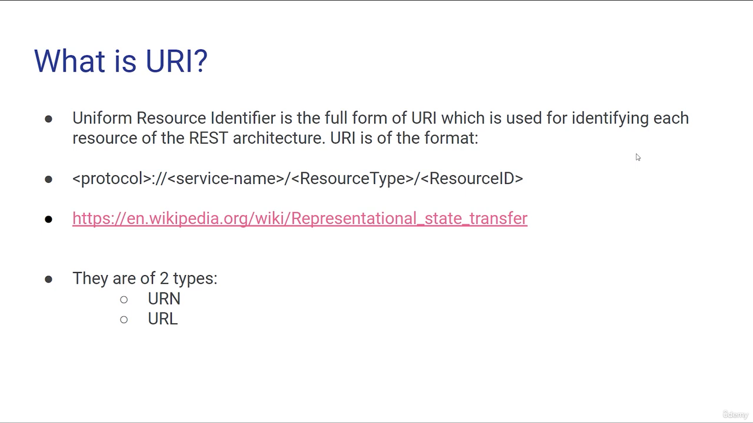HTTPS is my protocol, then / service name. So what is my service name? en.wikipedia.org. Now comes the resource type. The resource type is wiki. Then what is my resource ID? This is the unique identifier of all the resources present in a particular resource type on a server. So this is my unique resource ID, representational state transfer, and hitting this particular thing, you will get something as a resource.